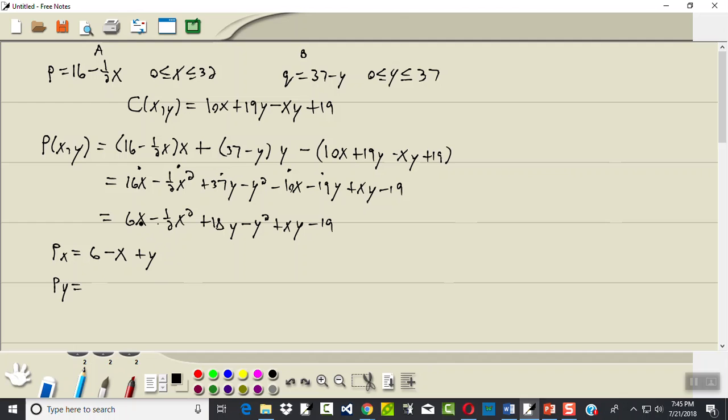Partial with respect to y. 6x, 0. Negative 1 half x squared is 0, because there's no y's there. Derivative of 18y is 18. Minus 2y. Plus, and again, the x I treat as a number, same as if I had 3 there. The derivative of 3y would be 3, the derivative of xy would be x. And negative 19 drops away. So those are partials.